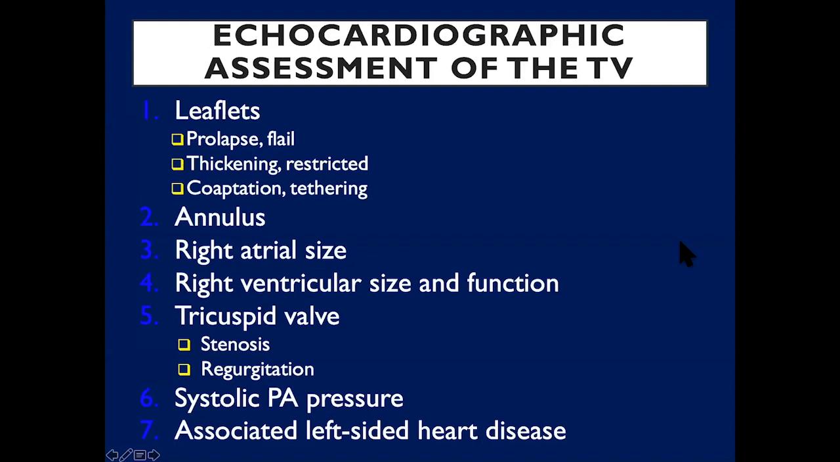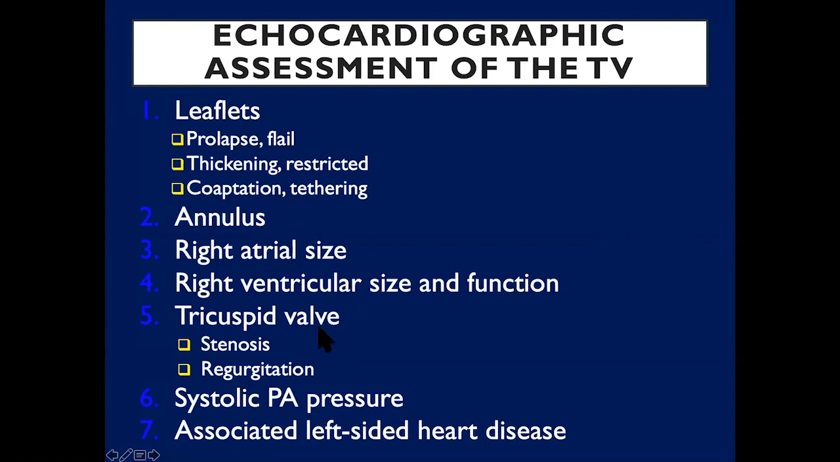Let's move to the echocardiographic assessment of the tricuspid valve. Now here you see a list of all the essential elements that go into comprehensive assessment of the tricuspid valve. We start with the leaflets. When we look at the leaflets, we think about, are they prolapsing? Are they flail? Are they thickened, restricted? Is anything wrong with the coaptation? Is there tethering? Then we talk about the annulus, the right atrial size, right ventricular size and function.